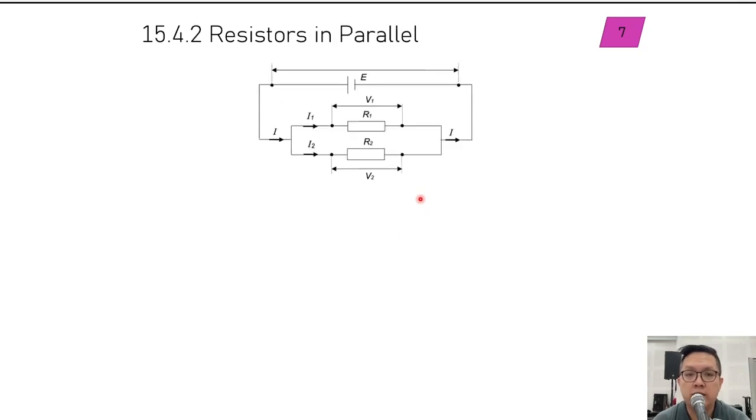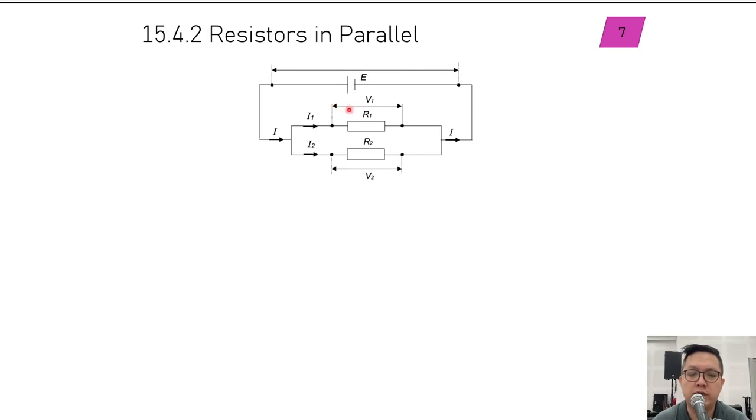Next we're going to move on to resistors in parallel now. So a parallel circuit is this way. You have your single EMF source coming out with a current. The current is going to split into two, I1 and I2. They'll flow through R1 and R2 respectively before recombining to form the original current I, and then going back into your EMF source.